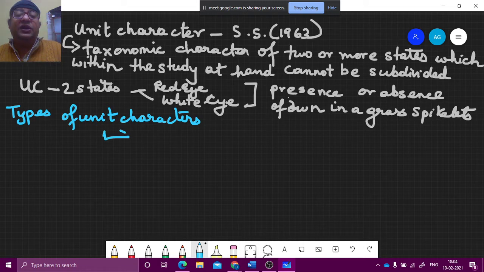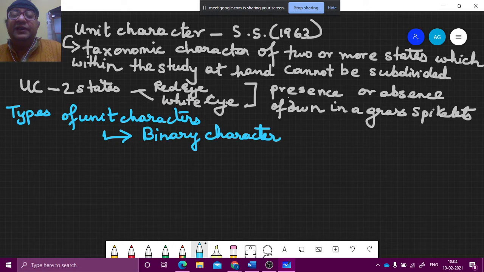Now what are the types of unit characters? First one is called binary character. Forget about what the character is, whether it is eye color or ear shape or gene sequence or whatever. We are talking only numbers: how many characters you have taken, and whether these characters are the same or different. That's all. So binary character has two things, two states.